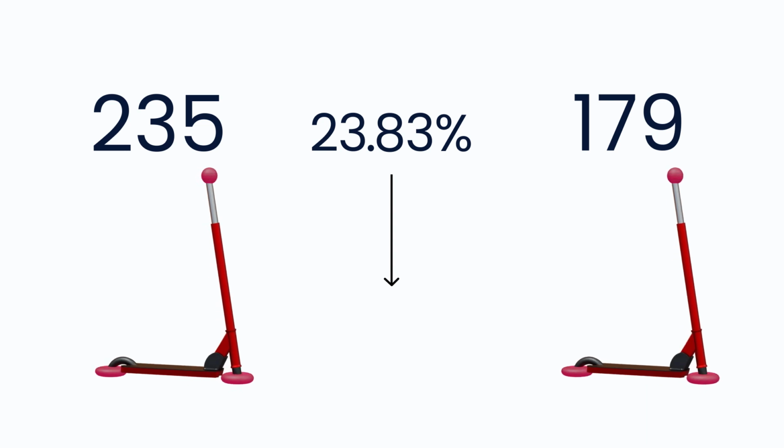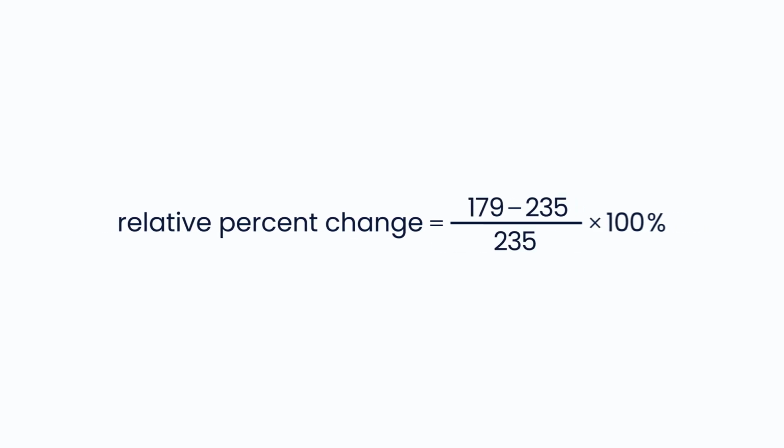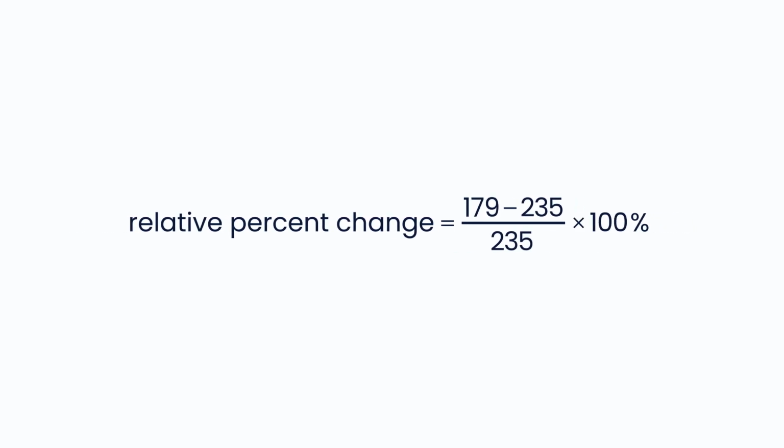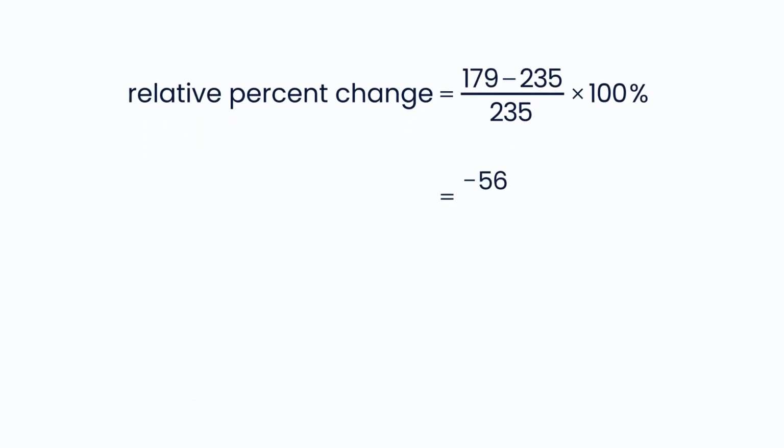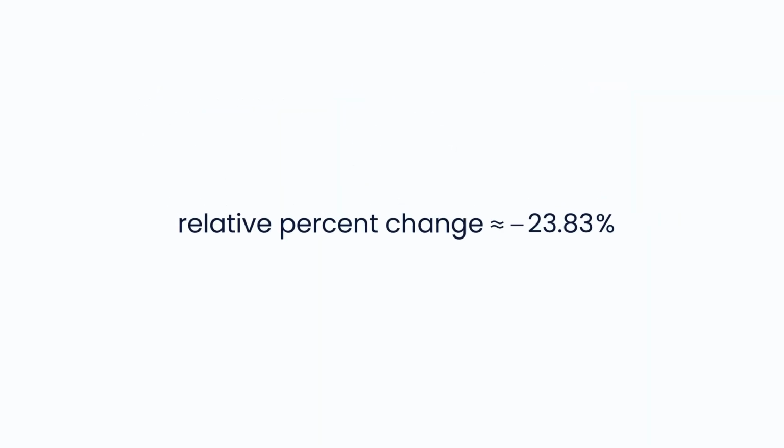Notice that r is the same as the relative percent change. Recall that the formula is relative percent change equals the new value minus the old value divided by the old value. The calculation is as follows. In the numerator, you get 179 minus 235, which equals minus 56. And in the denominator, it's just 235. Minus 56 divided by 235 is approximately equal to minus 0.2383. 0.2383 times 100% gives you minus 23.83%, which is the same answer.